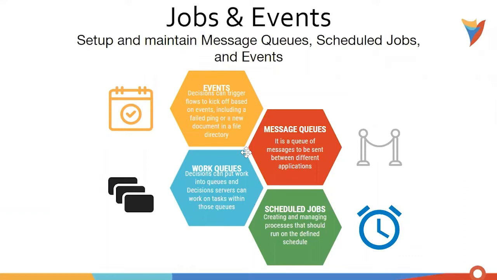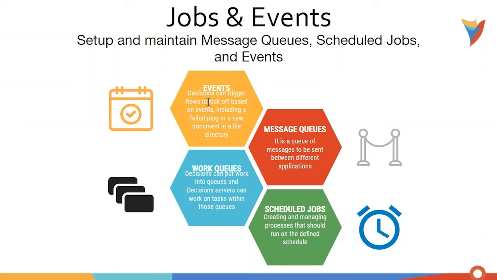Now if we speak about jobs and events, this is used to set up and maintain message queues, schedule jobs, as well as events. Schedule jobs is something which we can automate, so these jobs run without actually triggering them manually. When we speak about jobs and events, there are multiple activities under it: events, message queues, work queues, and schedule jobs.